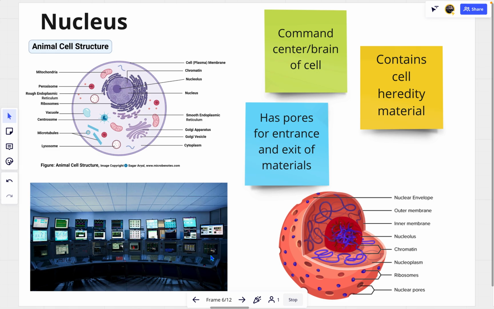It sends directions to the cell to grow and mature and divide or die. So basically, it just controls the cell. It houses DNA, the deoxyribonucleic acid of the cell, the hereditary material that allows the cell to reproduce and make copies of itself.